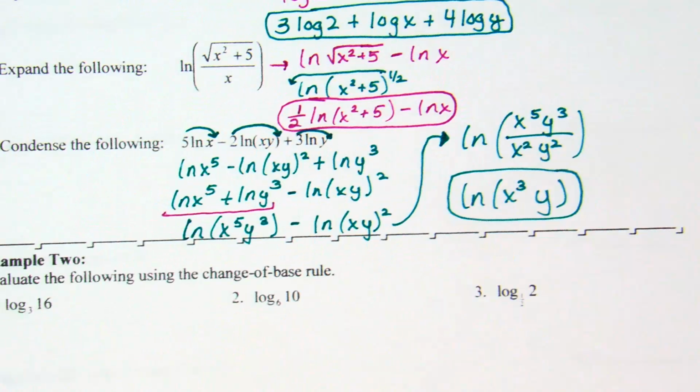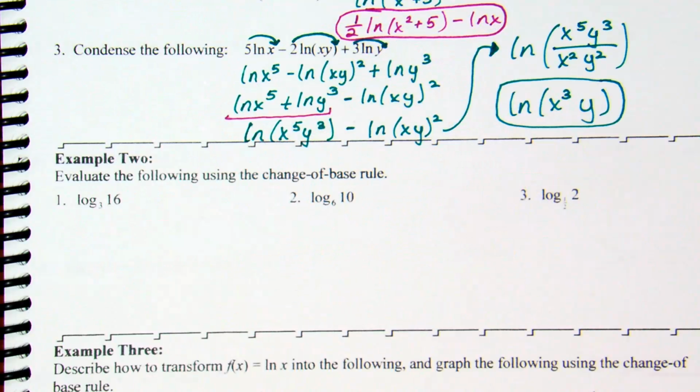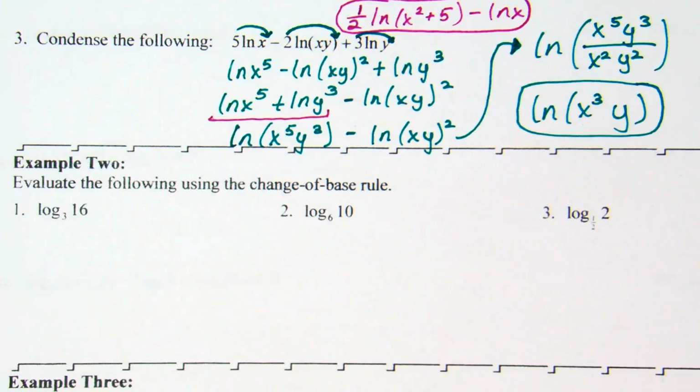Okay, example 2 uses our one other rule we haven't talked about today: the change of base rule. The change of base rule basically gives us a way to do these problems on our calculator, still using our natural log button and our log button, so base e and base 10. Evaluate the following using the change of base rule. Evaluate means I want an answer. I want to know what these are equal to.